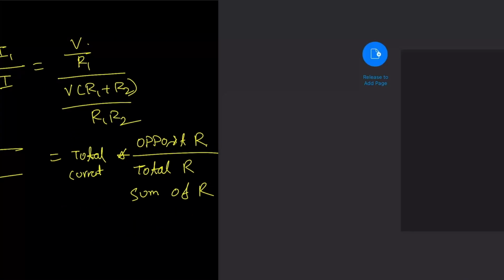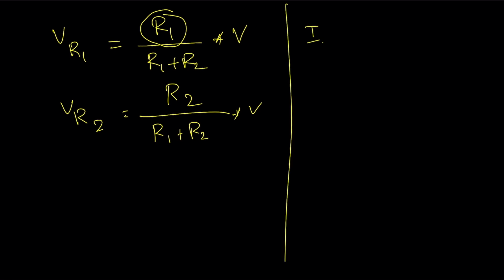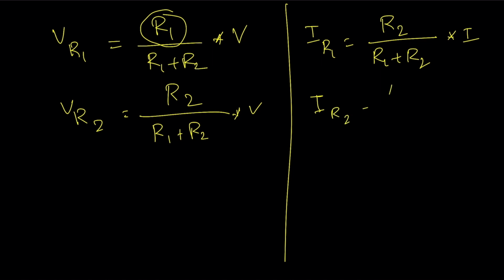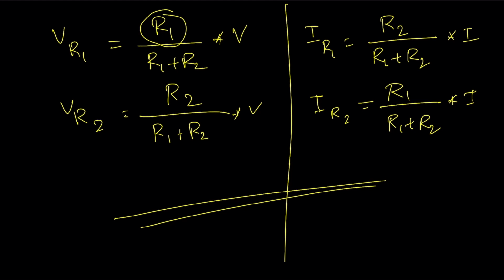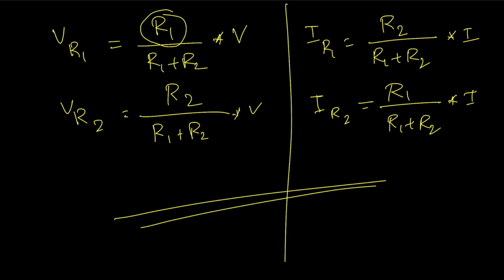So what you need to remember for the voltage division rule, like VR1 will be R1 by R1 plus R2. That means in the numerator will be the same resistance. Okay. And VR2 will be R2 by R1 plus R2 into V. Okay. And for the current, what will be the value? IR1 will be opposite resistance R2 by R1 plus R2 multiplied by total current, and IR2 will be opposite resistance R1 by R1 plus R2 multiplied by total current. Okay, so this is the voltage division rule, and this is the current division rule. Okay, so I think you already understand the basic concept.